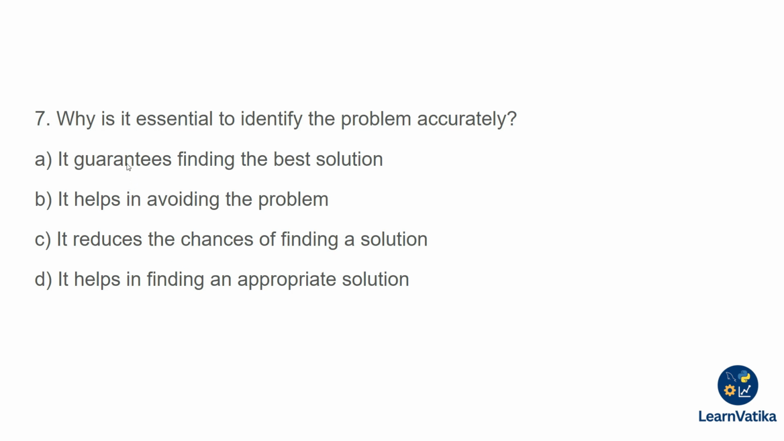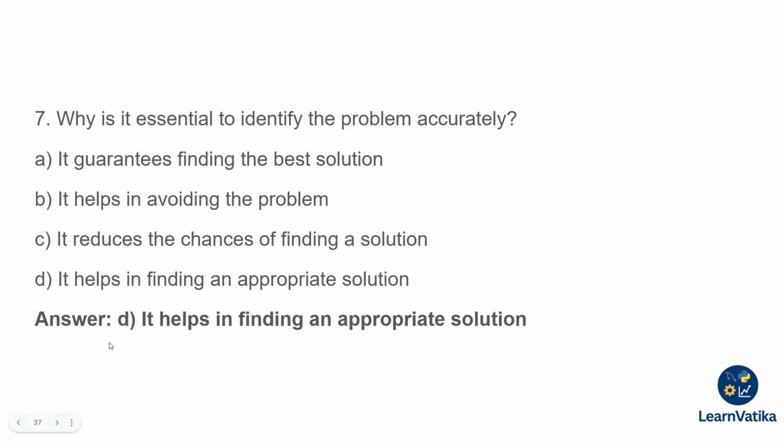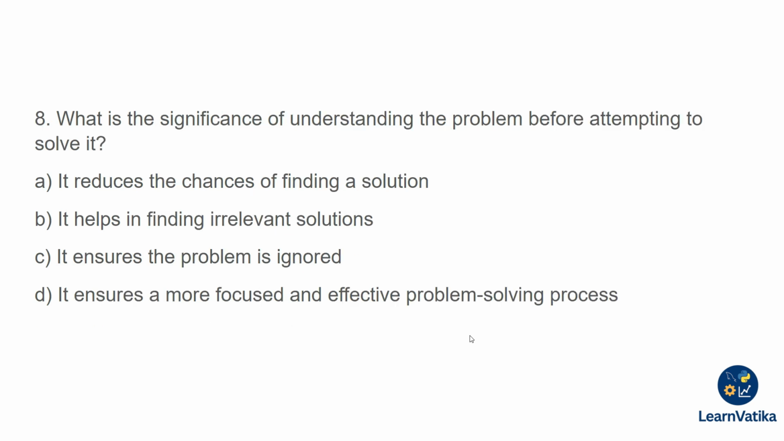Seventh question, why is it essential to identify the problem accurately? Option A, it guarantees finding the best solution. Option B, it helps to avoid the problem. Option C, it reduces the chances of finding the solution. Option D, it helps in finding the appropriate solution. The correct answer is option D, it helps in finding an appropriate solution.